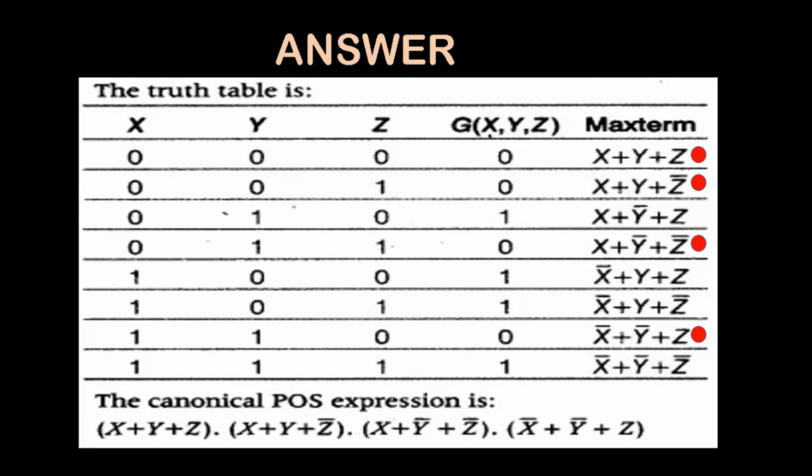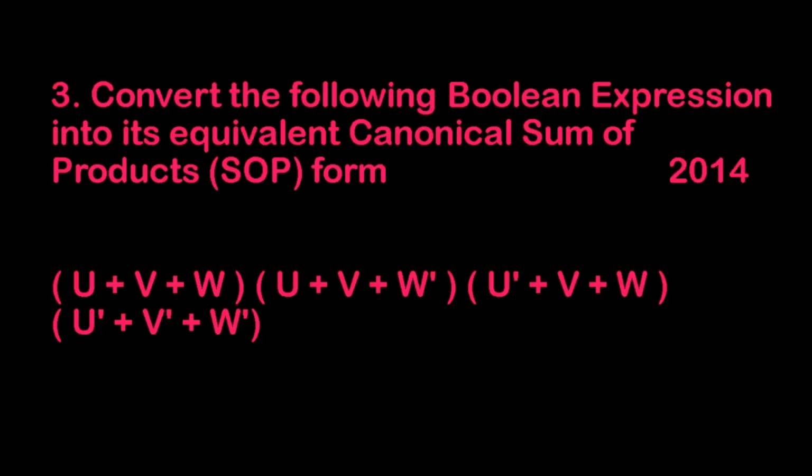Now the canonical product of sum expression is, you have to multiply and write these max terms. So X plus Y plus Z into the next term, into the next term, followed by the last term. Okay, clear? So this is product of sum in canonical or standard form. Now we will see another question which is of a different type. Convert the following Boolean expression into its equivalent canonical sum of product form.